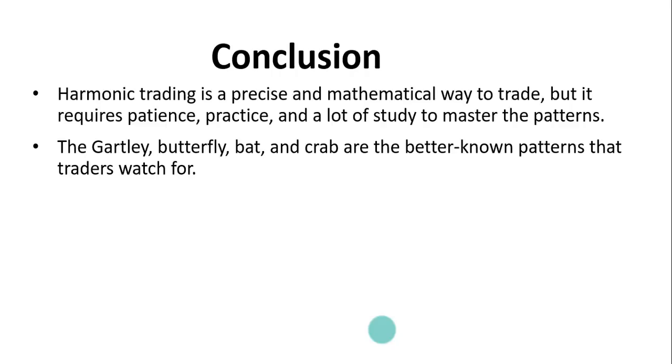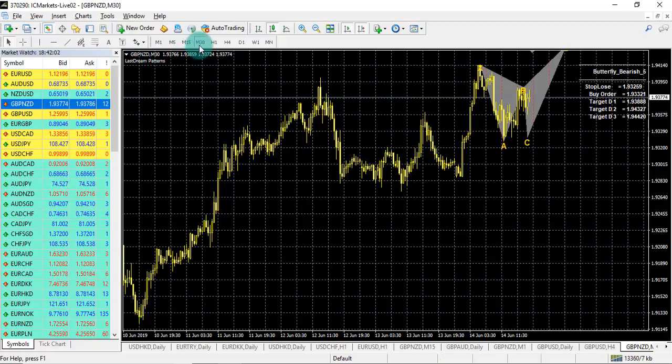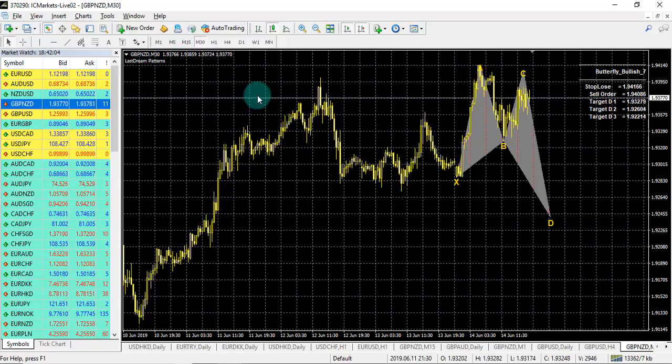Okay, now we have seen Gartley patterns in theory. Now let me show you in real life. I'll open a chart and I'll give you a live example. All right, so this is pound New Zealand, and this is a 30 minutes chart.